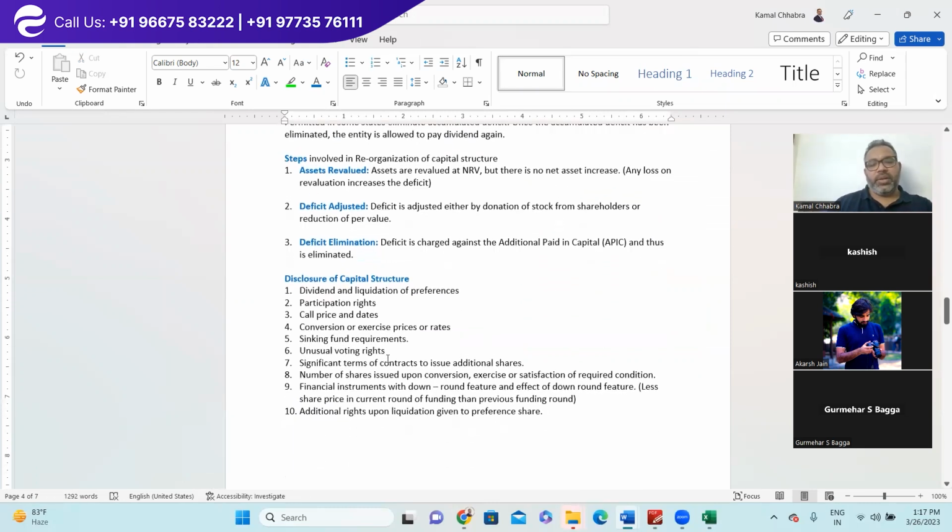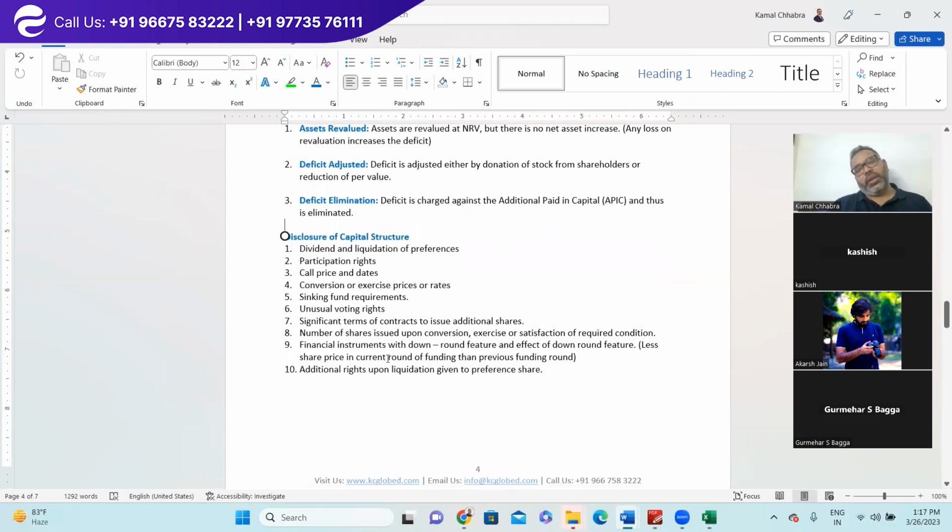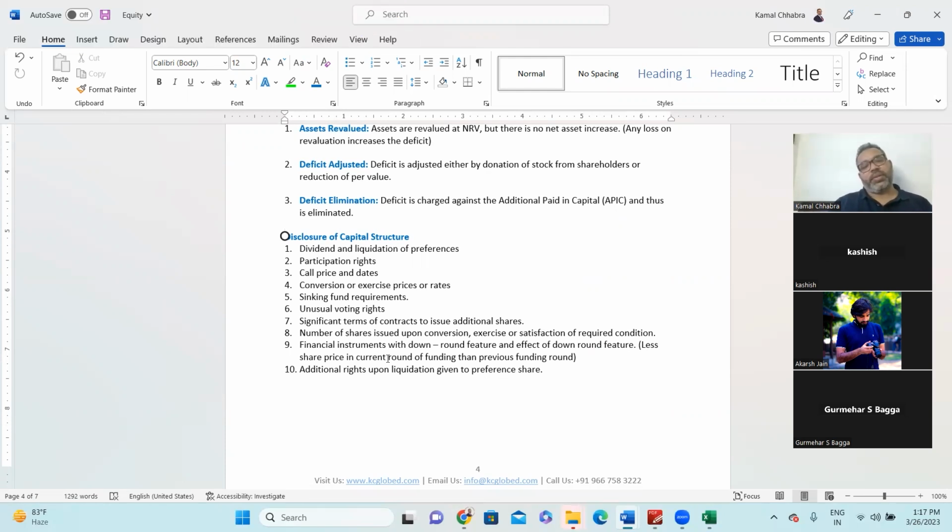And then coming to the disclosure part. For the equity, what all disclosures are being required? Your dividend, your liquidation preference, participating right if there is any, call price, call date if any, conversion or exercise price, exercise rate. If you are maintaining any sinking fund, then you need to disclose that. Any unusual voting right you have given, that you need to disclose. Any significant terms of contract to issue additional share capital, that you need to disclose.